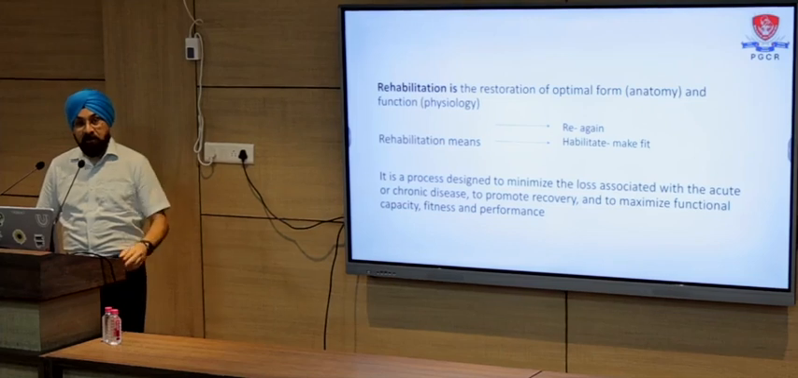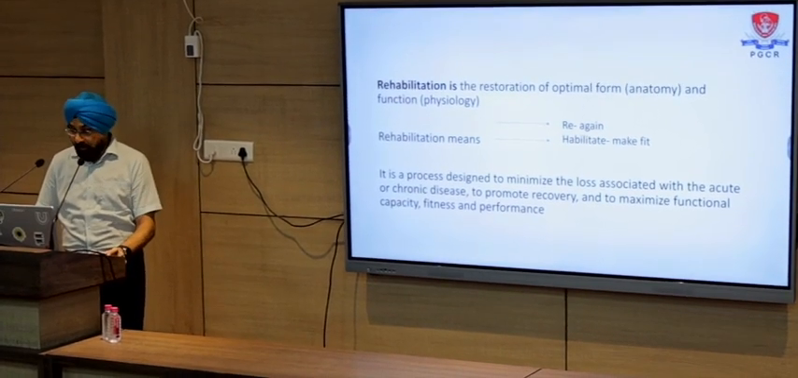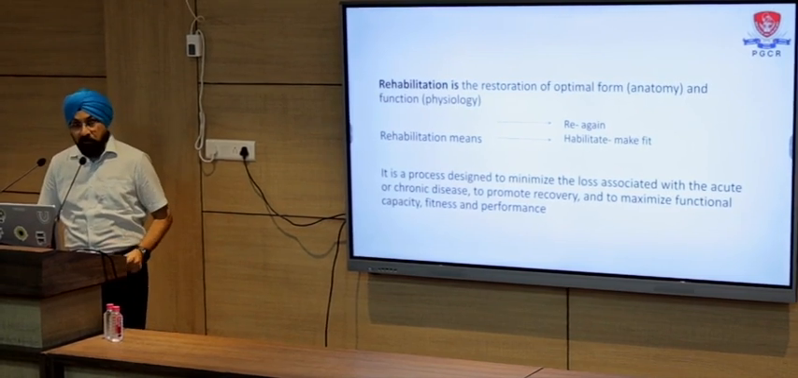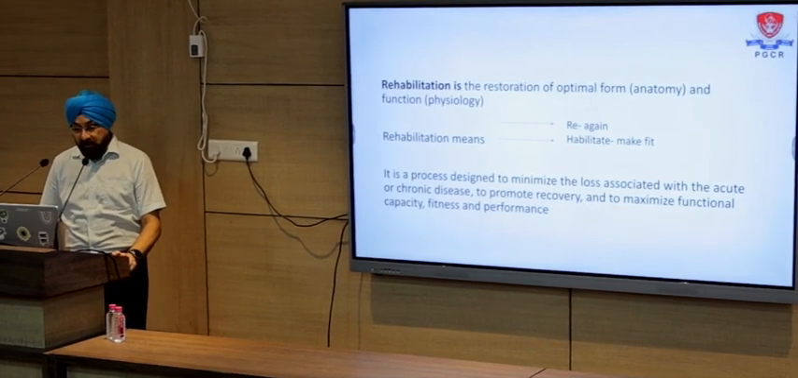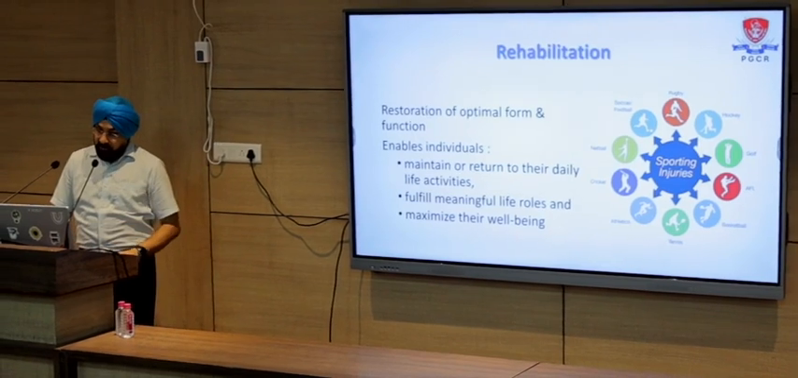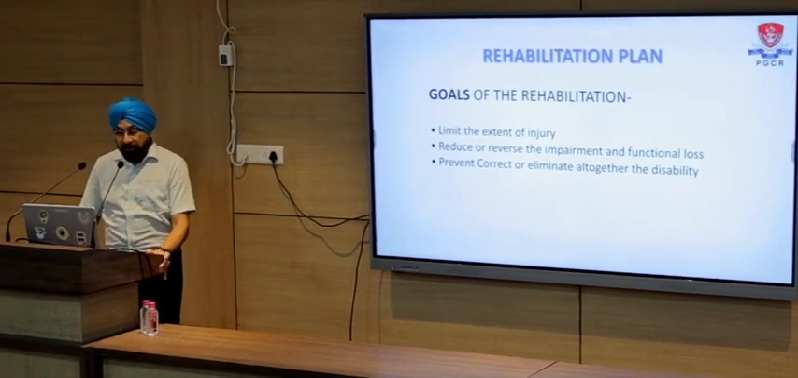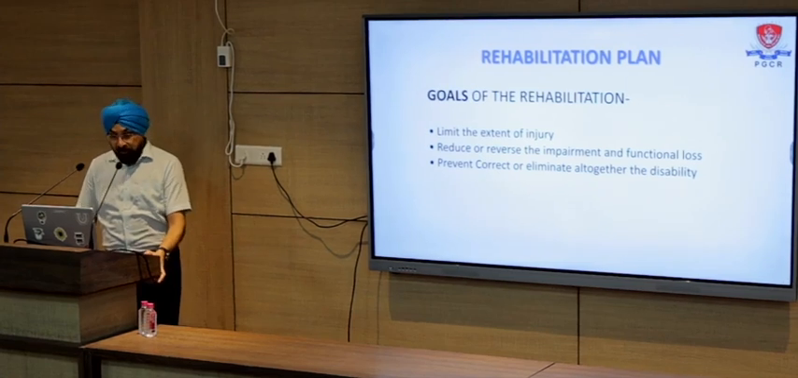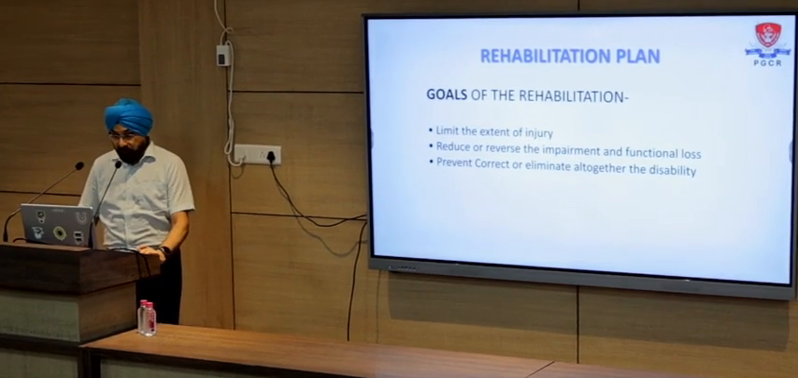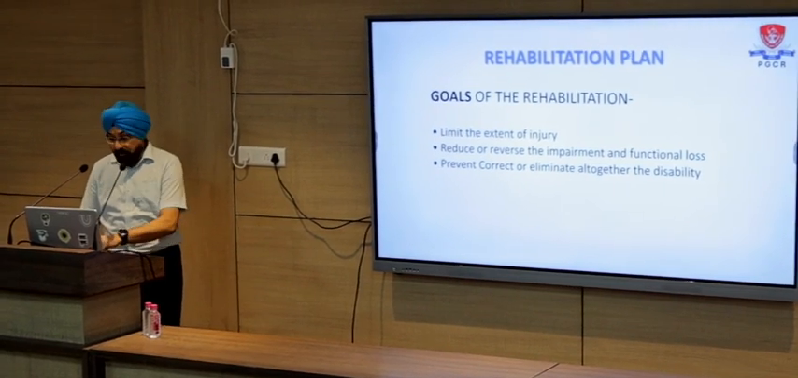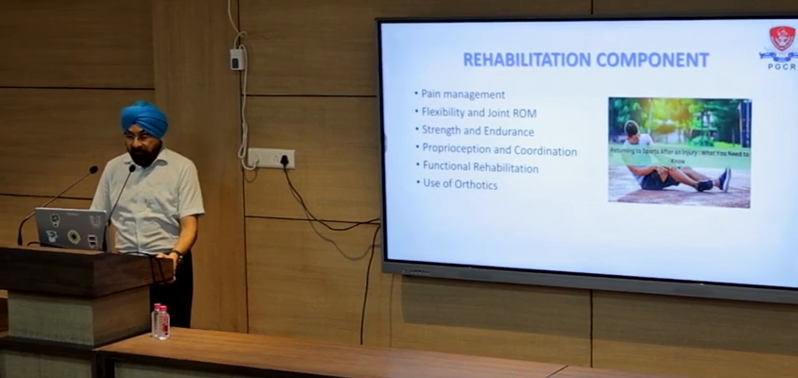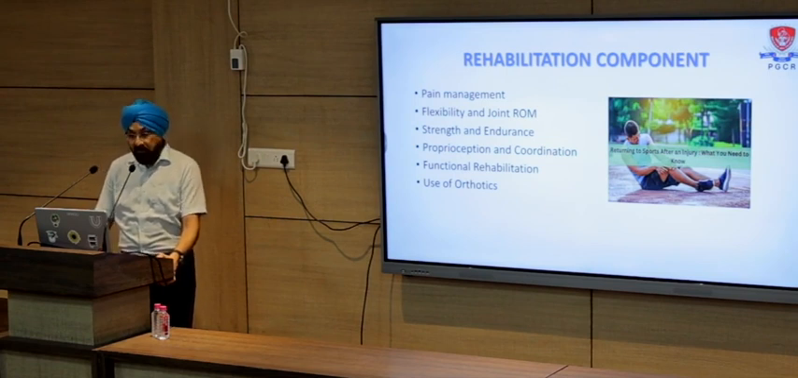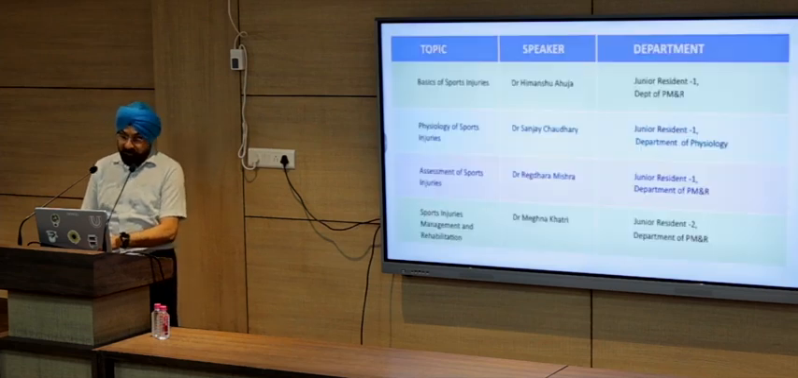Rehabilitation is divided into 2 parts. Rehabilitate means to make fit. It is a process designed to minimize the loss associated with acute or chronic disease, to promote recovery, and to maximize functional capacity, fitness, and performance. Goals of rehabilitation are to limit the extent of injury, reduce or reverse the impairment and functional loss associated with injury, and prevent, correct, or eliminate altogether the disability. These are a few of the rehabilitation components: pain management, flexibility and joint range of motion, strengthening and endurance program, proprioception and coordination, functional rehabilitation, and use of orthotics.